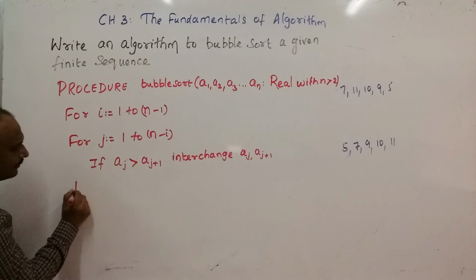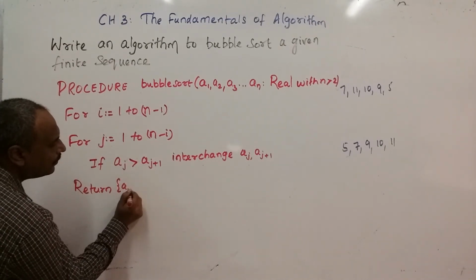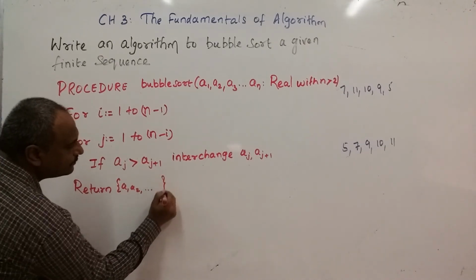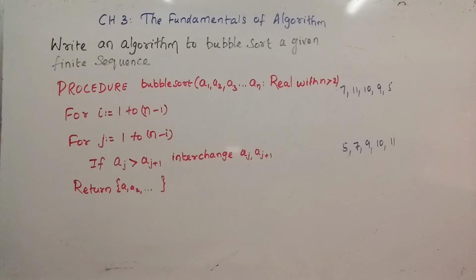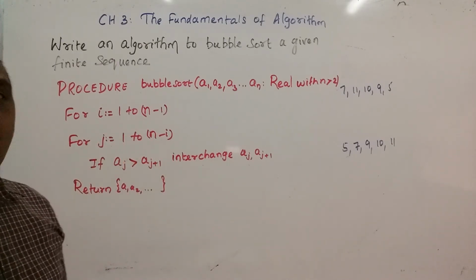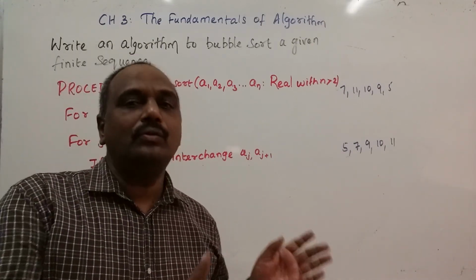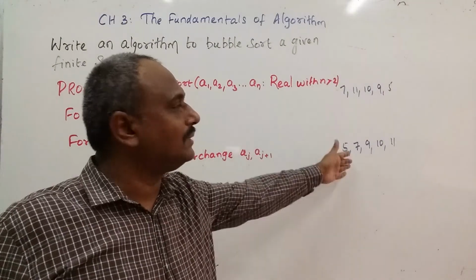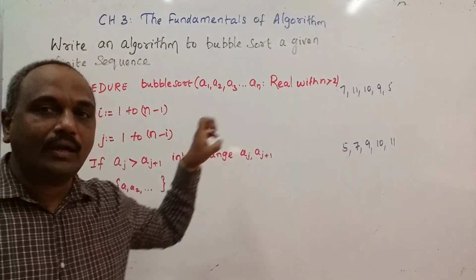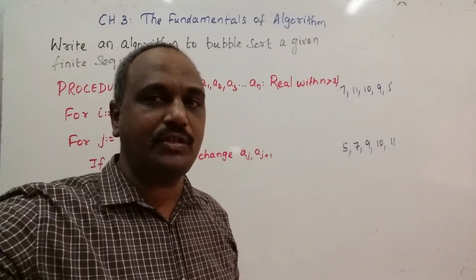Then finally we are going to return A1, the sequence, which will be the sorted sequence. So this is called the bubble sort algorithm. In the next video we are going to compare some problems. I gave you some samples, isn't it? We are going to take the samples and see how it will work in computer programming. We are going to discuss this in the next video.